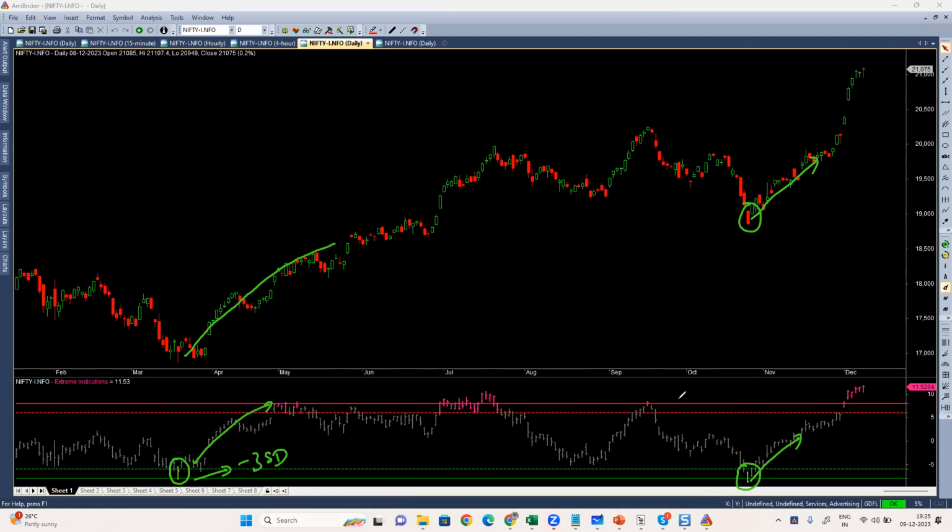Can I use this on a shorter time frame? If you ask me, absolutely. You can use it on 5 minute, 15 minute, hourly. You name any time frame, you can go and use it. You can use it on weekly. I'll show you on 5 minute over here.